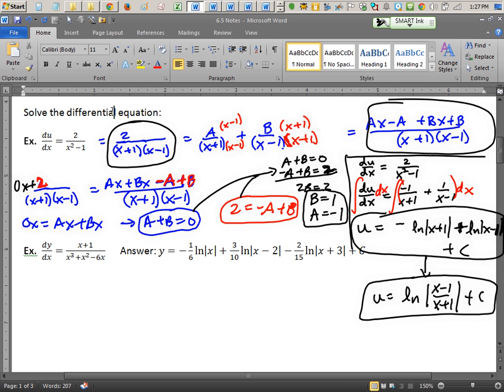Once you get your answers, just look at the back of the book. Sometimes they leave them separated into multiple logs. Sometimes they make one log to rule them all, and put them together. Okay, either answer is fine, right? They're exactly the same thing. Let's go to the next one.